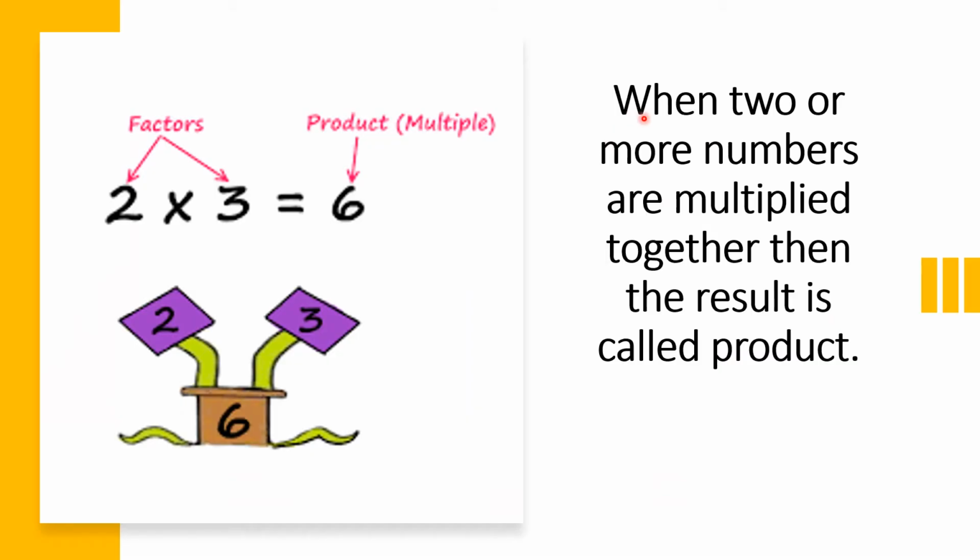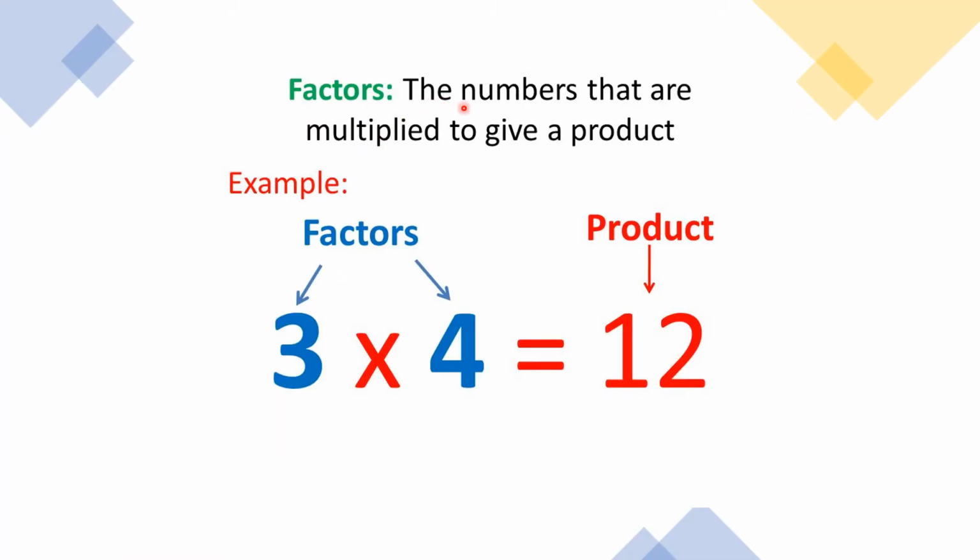All of you know very well that when two or more numbers are multiplied together, the result is called the product. It means 2 multiplied by 3 equals 6. 6 is the product, and 2 and 3 are called factors. Here 2 is a factor of 6 and 3 is also a factor of 6. It means we can say that the numbers that are multiplied to give a product are called factors, right?